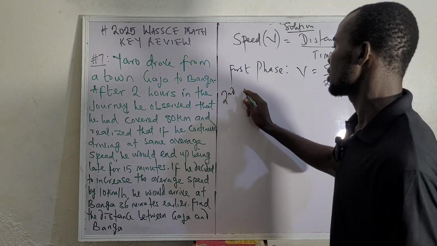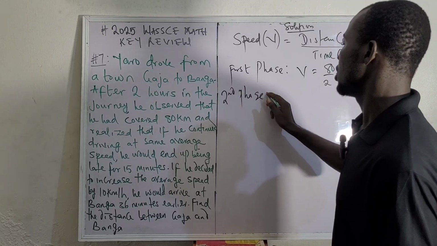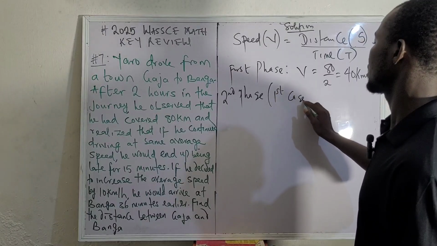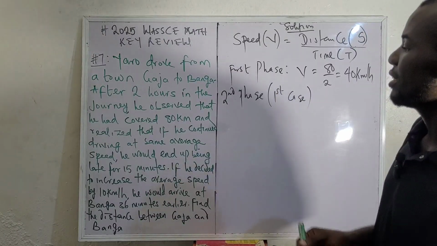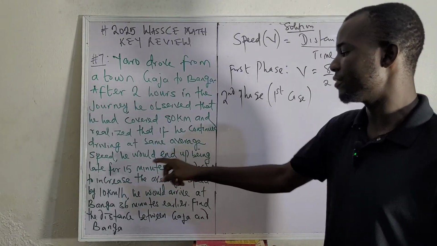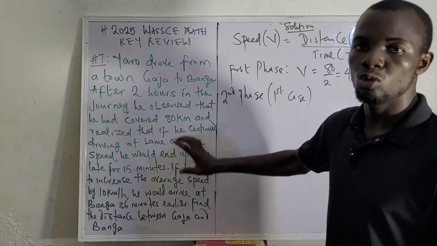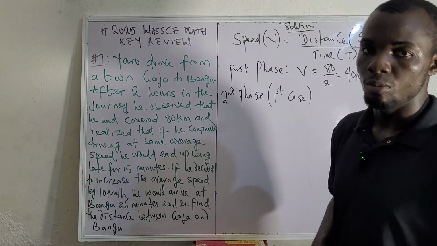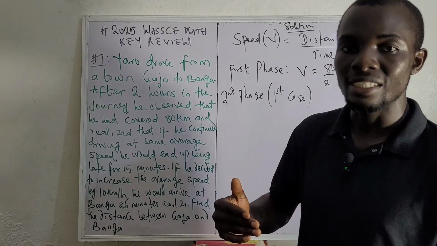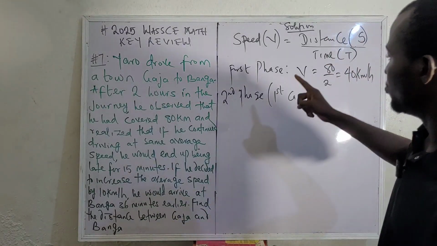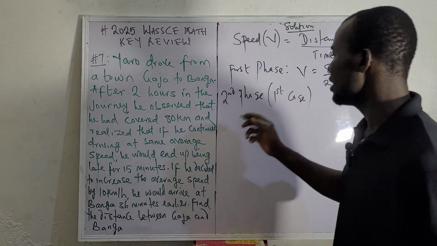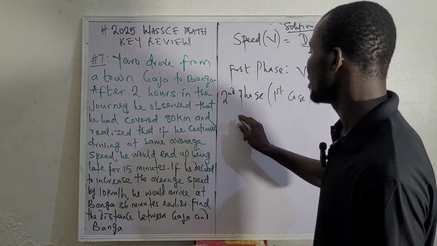In the second phase, let's look at the first case. The first case is if he continued driving at the same average speed, he would end up being late by 15 minutes. So let's take that into consideration. He didn't change his speed, but the time he should get there will increase by 15 minutes. But in the first phase, he has already taken 2 hours.